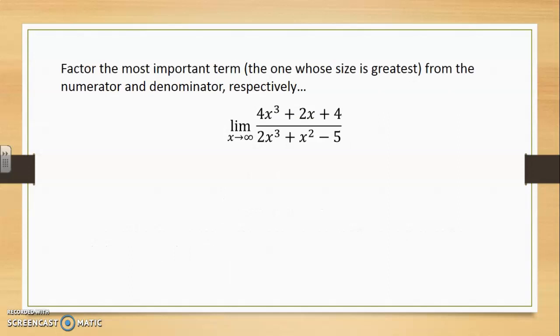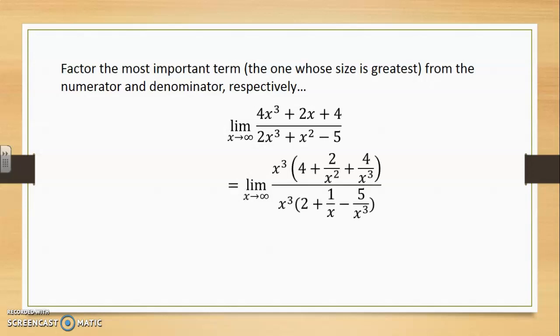So the strategy we'll use will be to factor the most important term, the ones with the greatest size, from the numerator and denominator respectively. At the numerator, x cubed is the term of highest degree, and x cubed is the term of highest degree at the denominator as well. They are also the terms that are the biggest in size as x grows towards infinity. The fact we have common x cubes allows us to cancel those terms. And then we can re-evaluate the new limit with the simplified expression.